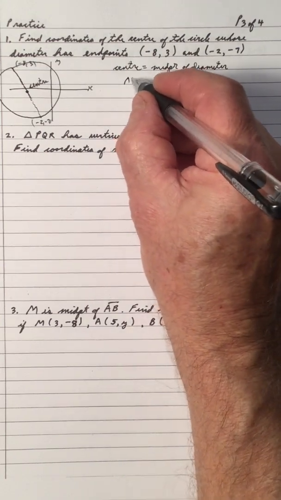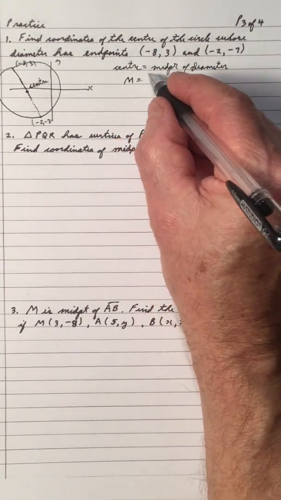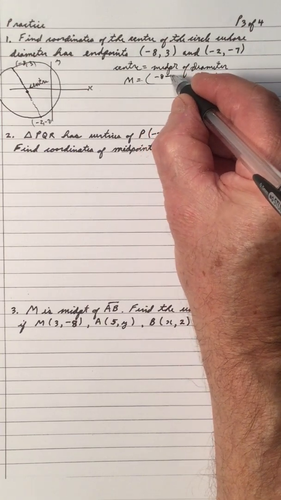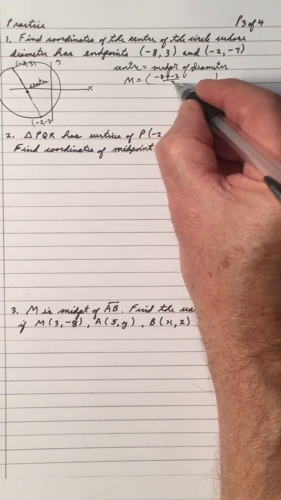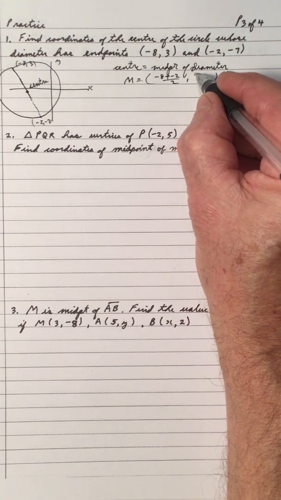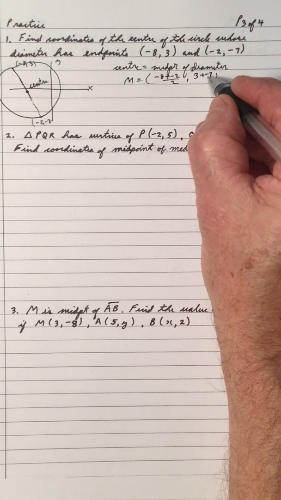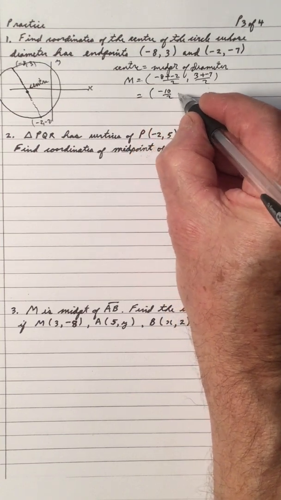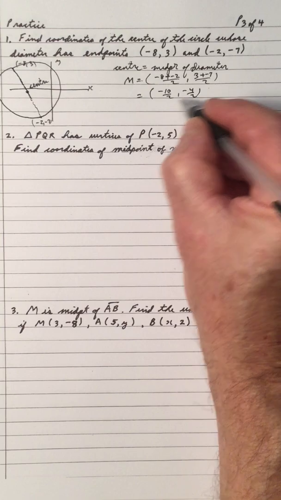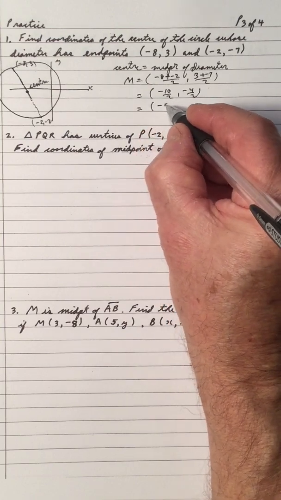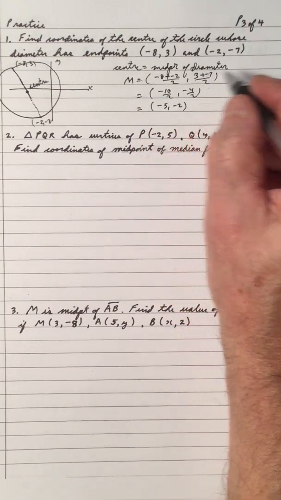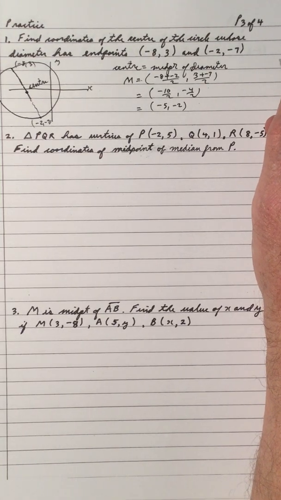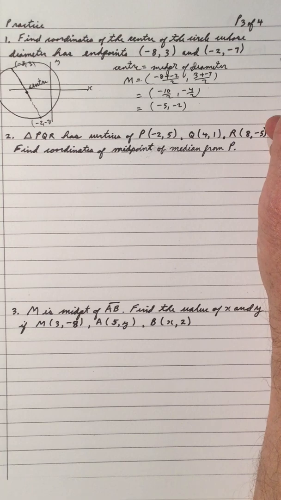So we'll get the midpoint of the diameter. Here we go. We get negative 8 add on negative 2 over 2, and we'll get 3 add on negative 7 over 2. That's negative 10 over 2, negative 4 over 2. So that gives us negative 5, negative 2. Negative 5, negative 2 is the center of the circle, which is the midpoint of the diameter.